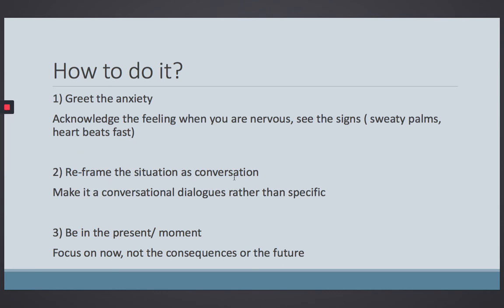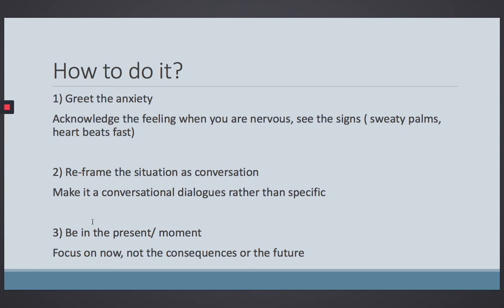Reframe the situation as conversation. Number two, another tip that you can do is to tell yourself this is not a presentation, this is a conversation. Make it conversational dialogue rather than a formal presentation. Treat it as conversation. Just like how I'm presenting to you right now. I couldn't see anyone, right? I'm recording my voice. So in order to make it less awkward, I treat it as conversation, as if I'm talking to a person, as if I'm talking to all of you. So this is a very good tip for you to reduce anxiety.